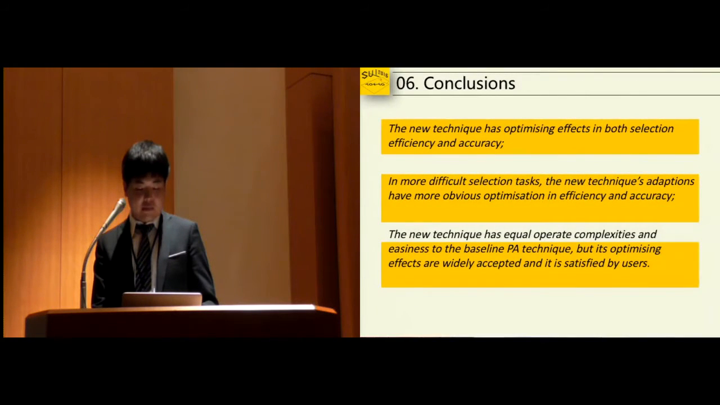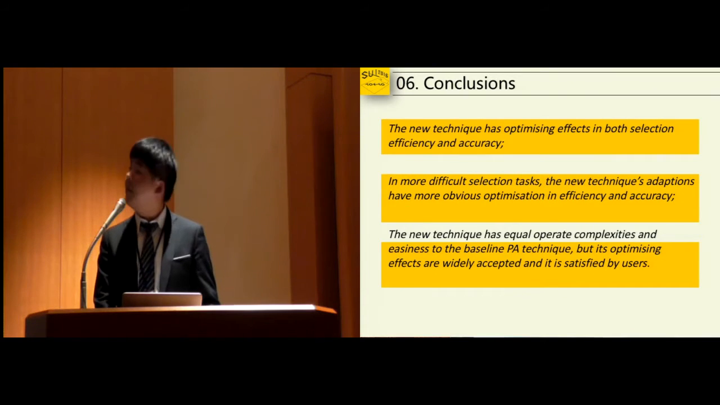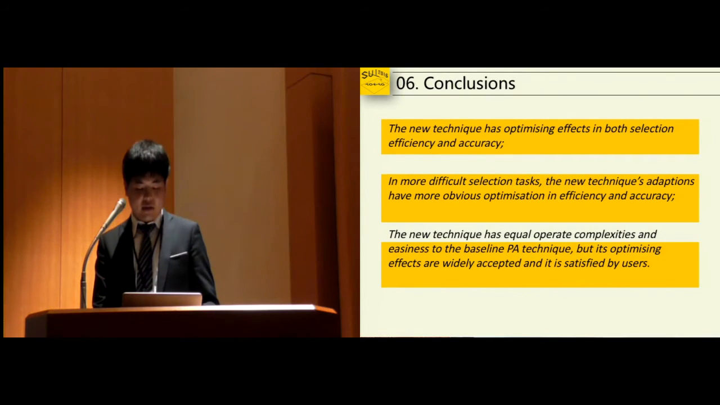In summary, this paper proposed a user's physical movement adapted technique to improve the freehand selection performance in interaction with large displays. The new technique's optimizing effect on selection efficiency and accuracy is demonstrated in this study. The more difficult the selection task, the more obvious the advantages the technique can get.